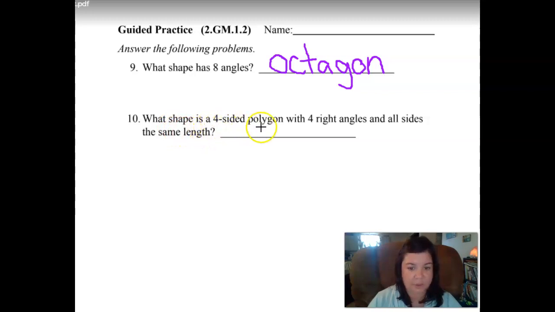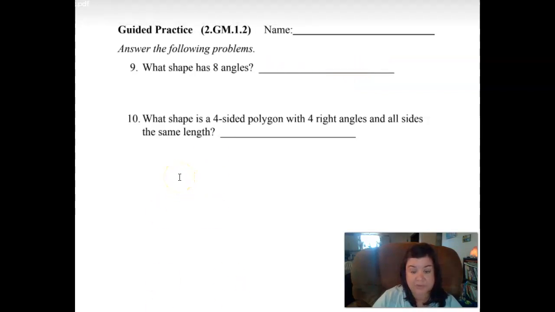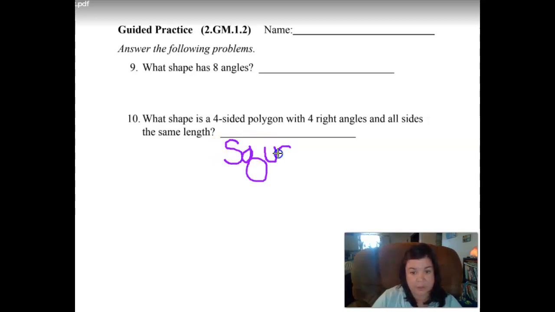What shape is a 4-sided polygon with 4 right angles and all sides the same length? It was probably one of the very first shapes you learned when you were very little. What is that? Pause the video. I want you to spell it correctly. Okay, what is that? I want you to practice writing the names, not just drawing it, not just thinking in your head, because you need to be able to spell these correctly. Did you get square? Yeah.